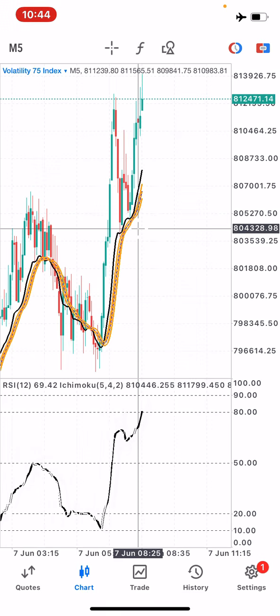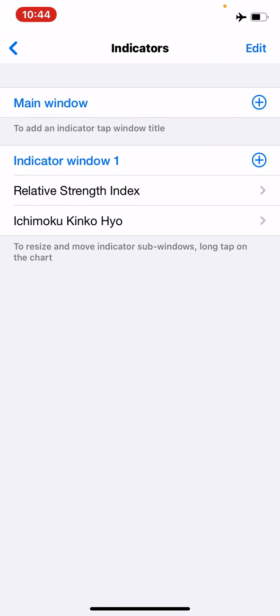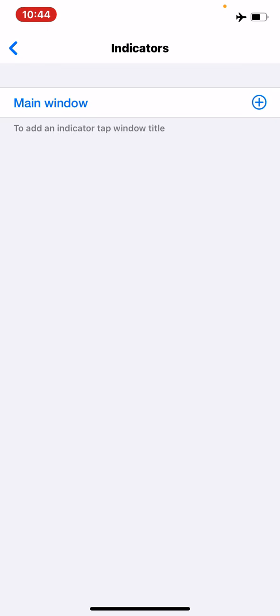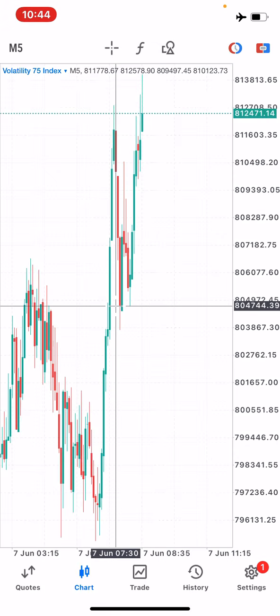Now, I'm going to remove everything that I have on my charts, and we're going to be doing this step-by-step process of installing this indicator or this strategy, right? As you can see, I have a blank chart right now, and we're just going to put on a few settings, and then I'll tell you the conditions of when to buy and when to sell.